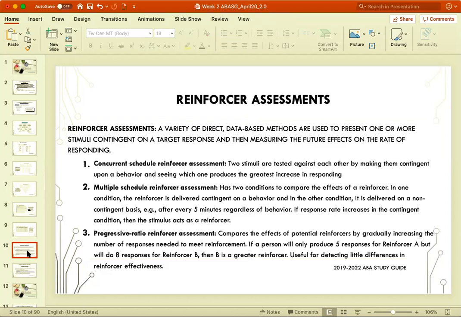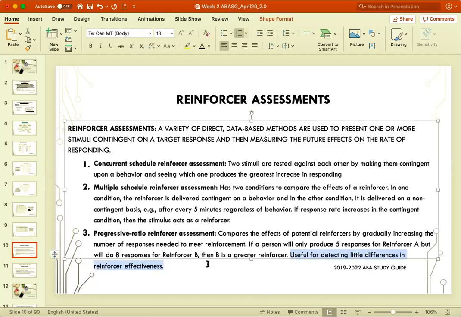So progressive, you progressively increase. And this one is used for detecting little differences. I saw a question once upon a time about two things that had very similar reinforcing value, but they wanted to detect a very fine difference. Then you'd look at progressive ratio. And I just think progressive because it slowly increases, gives you more finer details.